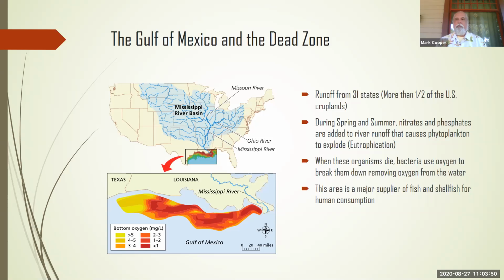And we have that locally. We have it at the Salton Sea. If you've ever been out there, they have fish die-offs all the time. We also have it at our oceans. It does actually happen here off our coast.